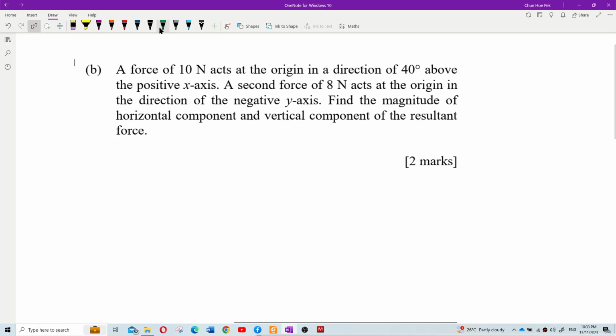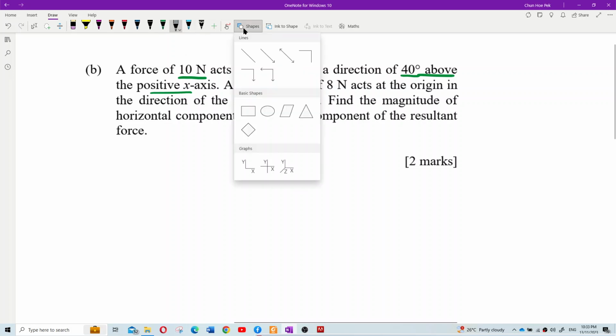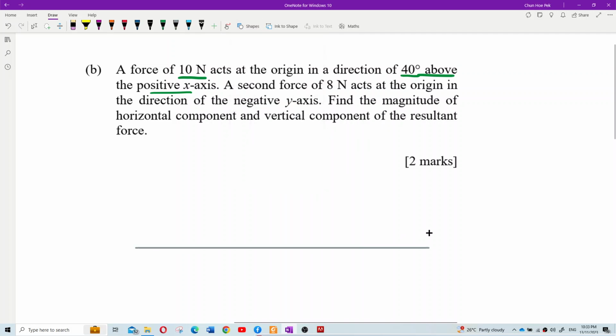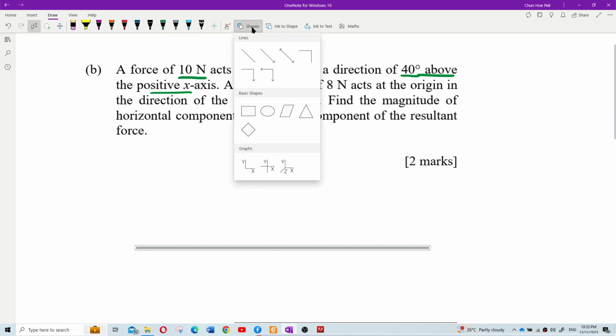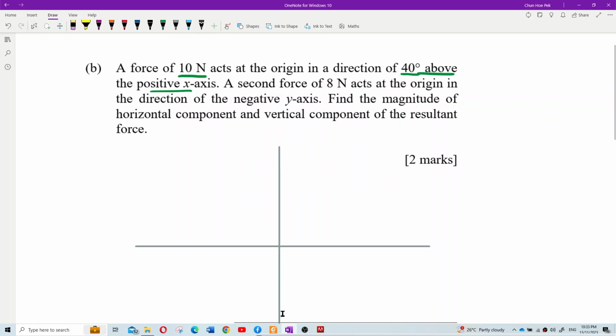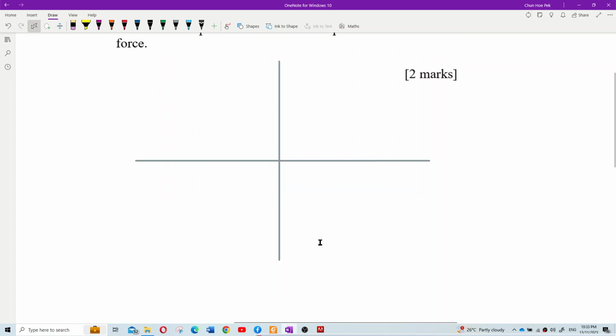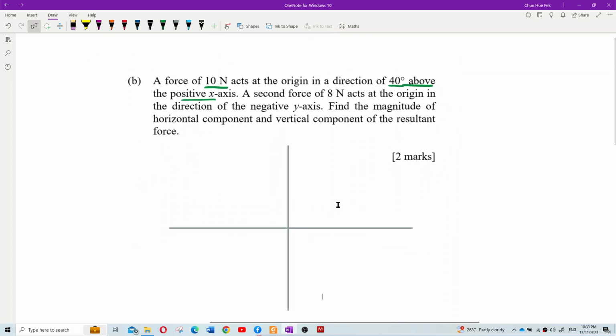Okay, try and draw this diagram. So how many forces do you have? 10 Newton. This 10 Newton is 40 degree above positive x. So okay, I think we draw axis first. Yeah, let's draw an axis. Okay, good. So here we have 10 Newton, 40 degree above positive axis. Okay, that's right, draw it down.